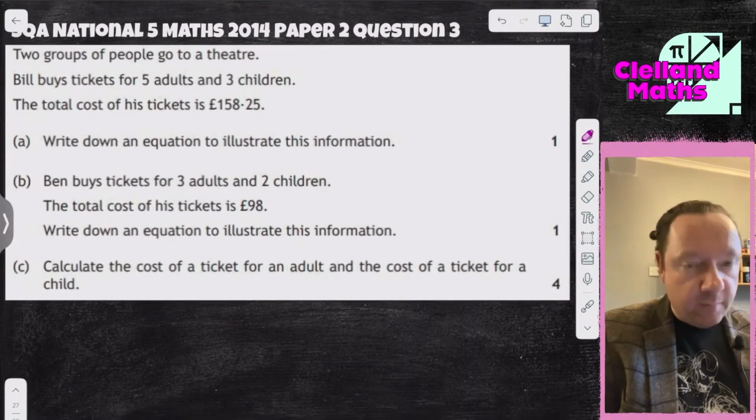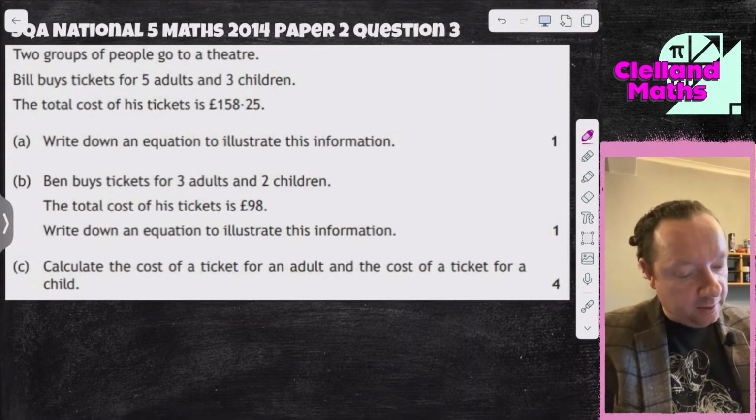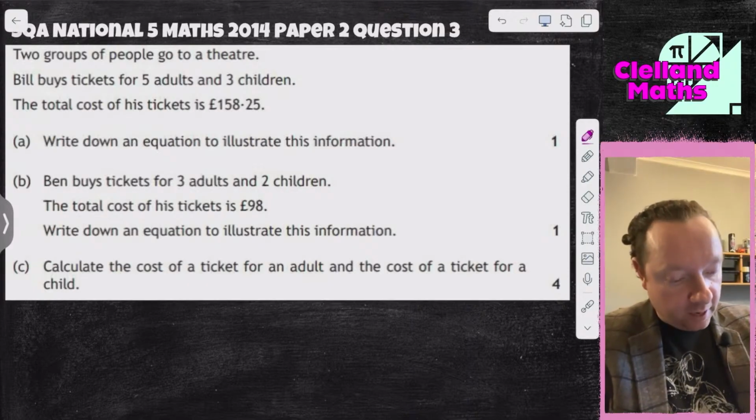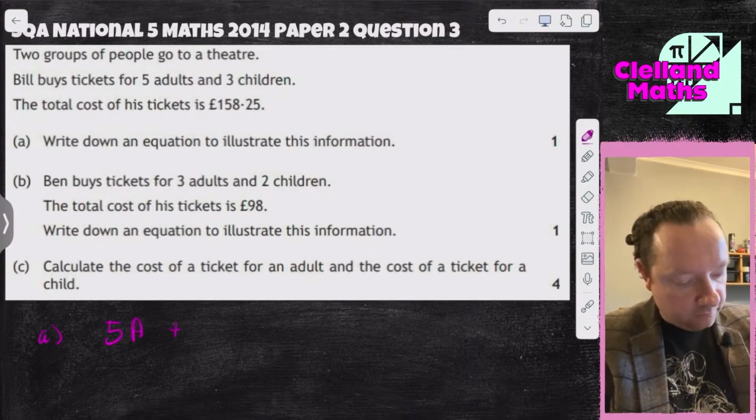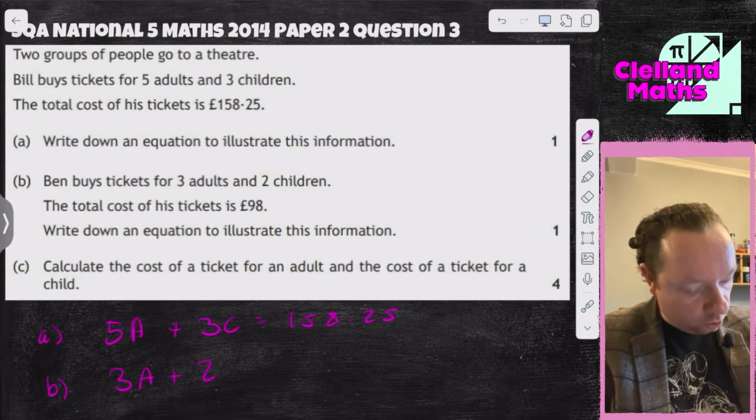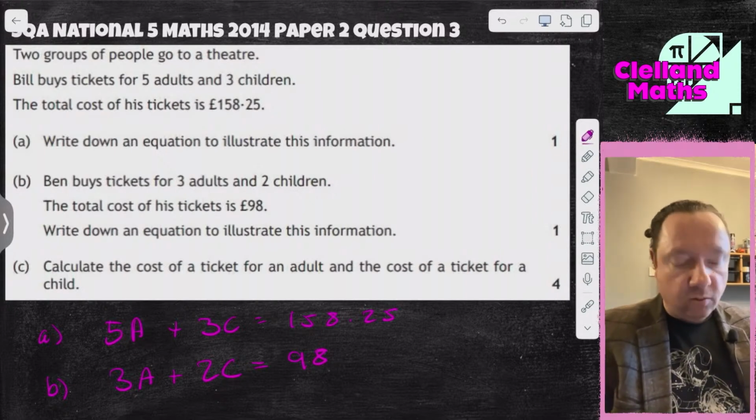Okay, SQA National 5 Maths 2014, Paper 2, Question 3. Two groups of people go to a theatre. Bill buys tickets for 5 adults and 3 children, and the total cost is 158.25. Write down an equation. So 5 adults, 3 children, 158.25. Question B, Ben buys tickets for 3 adults, 2 children, equals 98. Calculate the cost of an adult and child ticket.